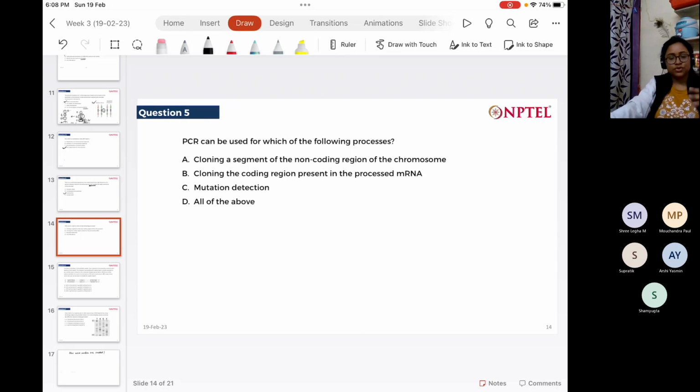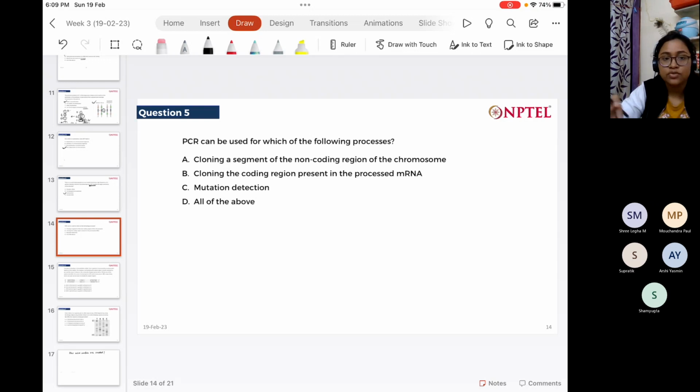So in the next 3-4 questions, I'll just revise PCR and sequencing. These things I think were there already in week two content, but these are a bit challenging questions for you guys. So I think you guys can do it. The first question is, PCR can be used for which of the following processes? First, cloning a segment of a non-coding region of the chromosome; second, cloning a coding region present in the processed mRNA; third, it can detect mutation; or all of the above.